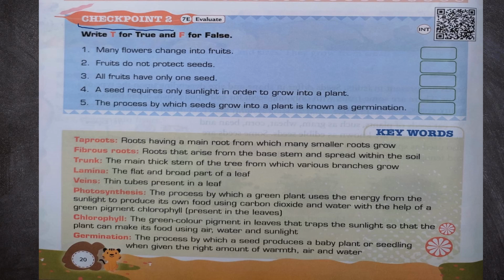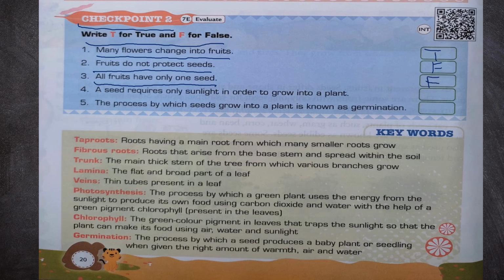Checkpoint 2, write T for true and F for false. Many flowers change into fruits, so it is true. So we write T for true. Fruits do not protect seeds. We know that fruit protects seeds, so this is false. All fruits have only one seed. So this is false because many fruits have two seeds or few seeds and many seeds.